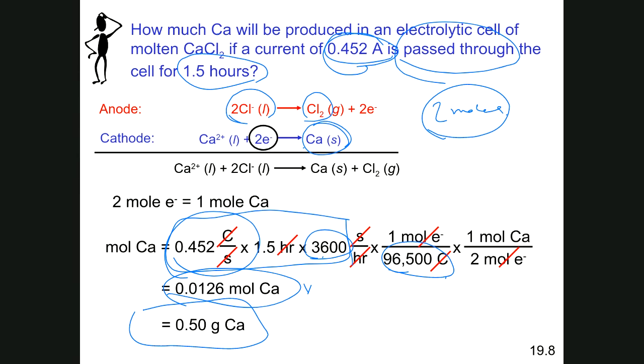So basically, you are going to convert the current, the electricity, to the number of moles of electrons. The ratio that you are using is 1 mole of electrons over 96,500 coulombs.